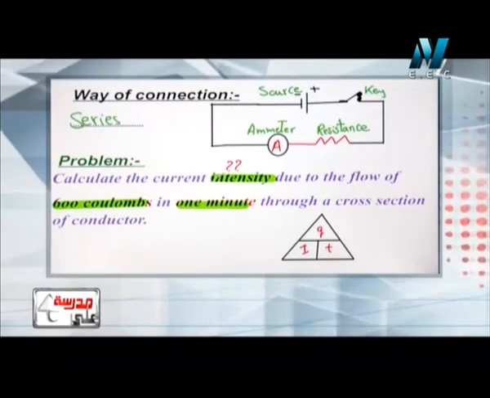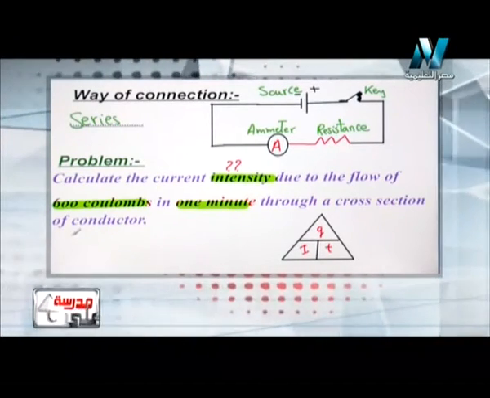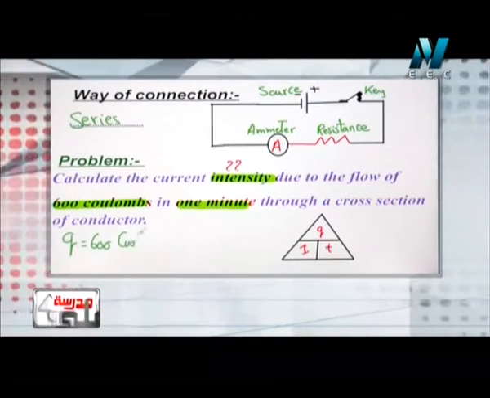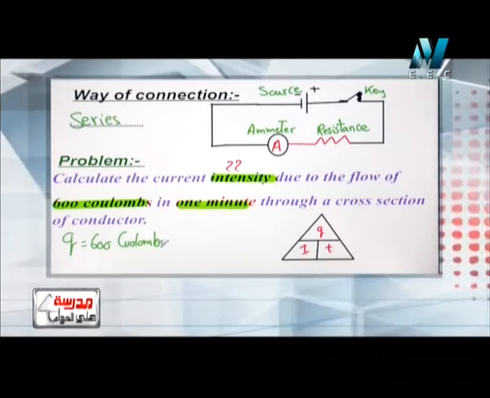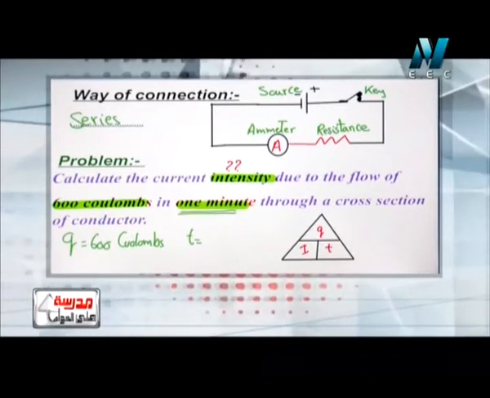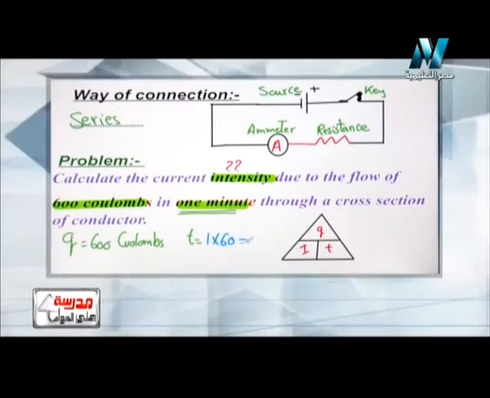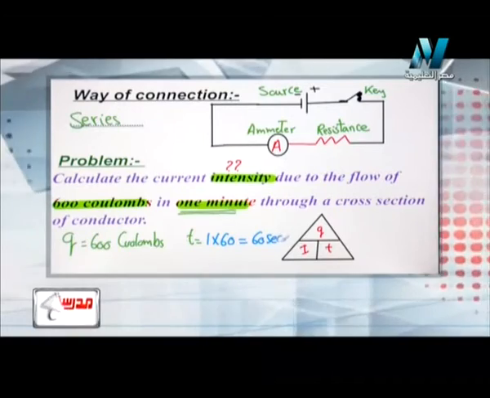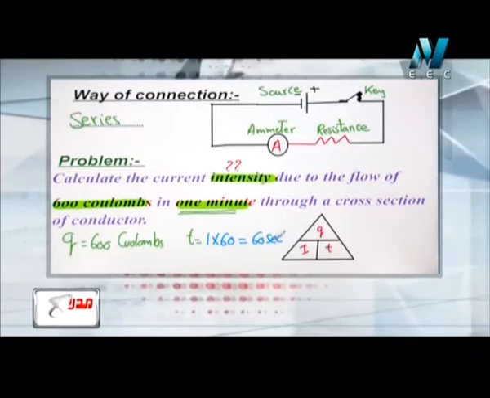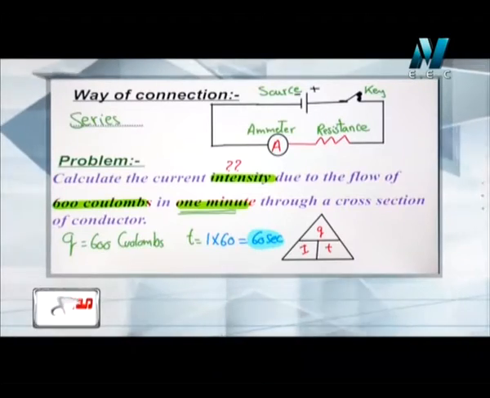We have a question mark here for I, and we have the quantity of charge, Q equals 600 coulombs, and time equals 1 minute. So time equals 1 times 60, equals 60 seconds, because the measuring unit of time is seconds.